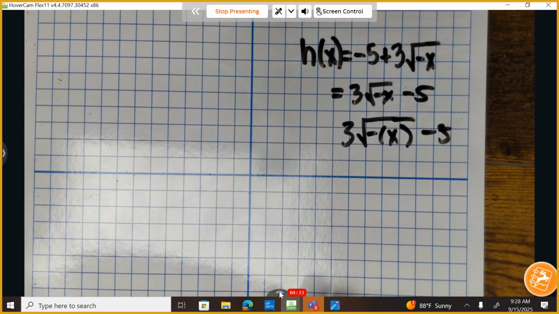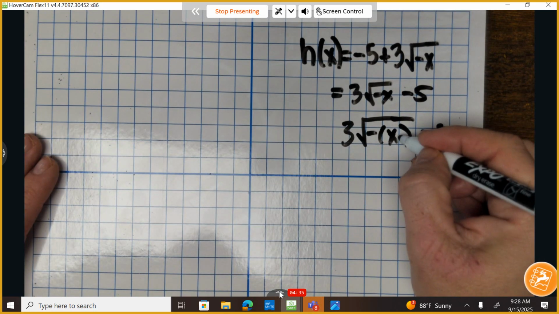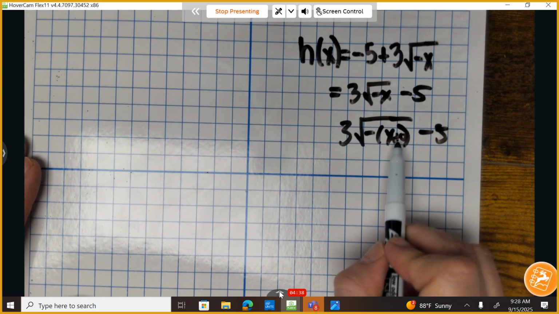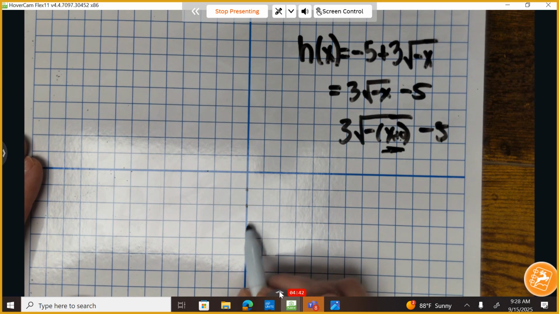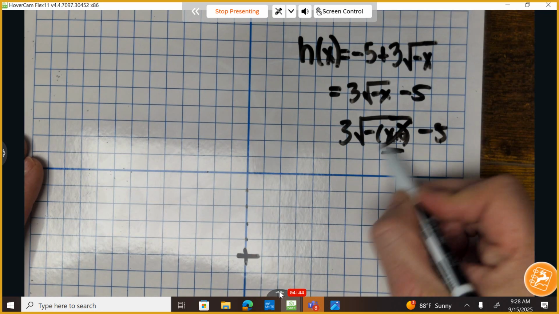So it's looking like this. When I graph this, what number is behind the x? There's nothing there. It's like a +0. So I'm not going to shift from the origin. I'm not going to go left or right, but I am going to drop down 5: 1, 2, 3, 4, and 5. I've taken care of this part.